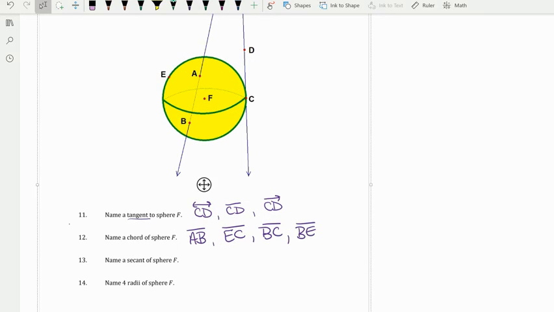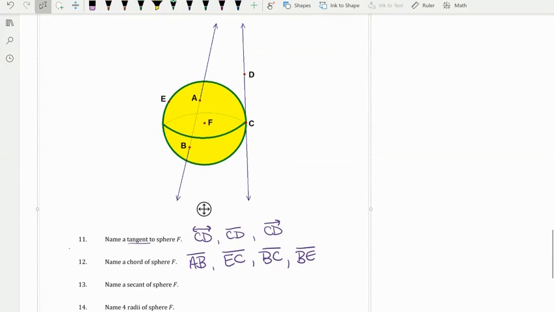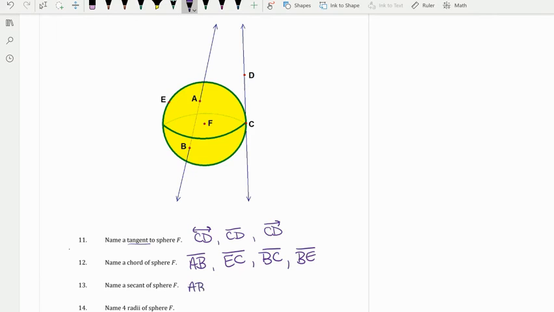All right, next, a secant. Secant kind of means the same thing as what our chord does. It's just that it goes outside of the sphere. So now I can still use A and B, but I'd have to call it line AB. We could do line BC as a secant. You could also do something like line ED.